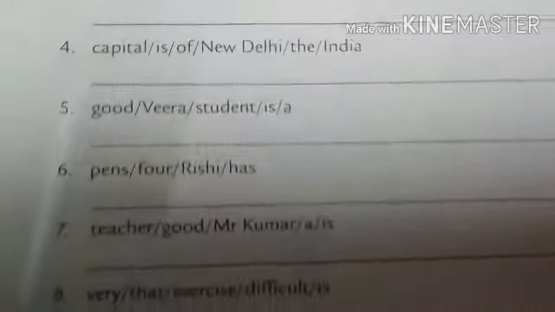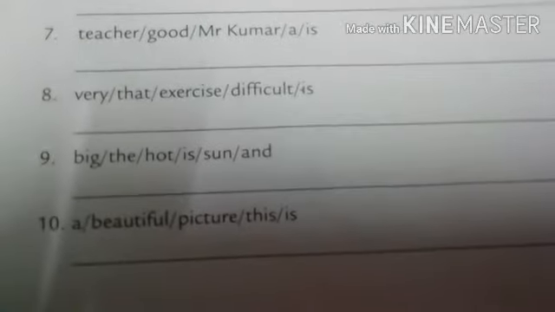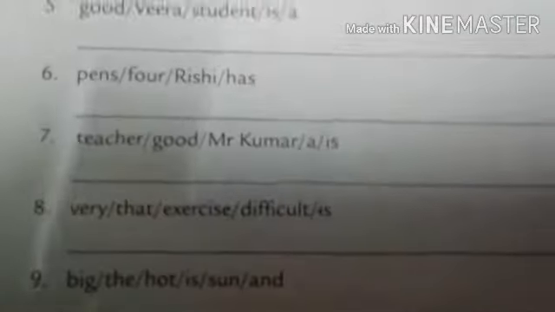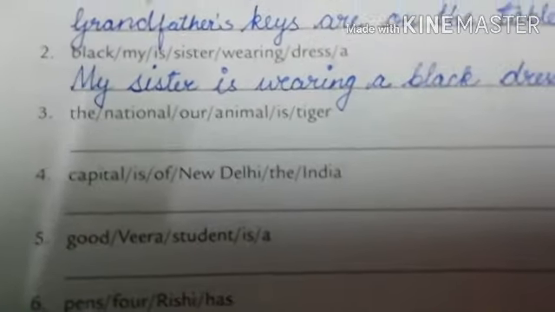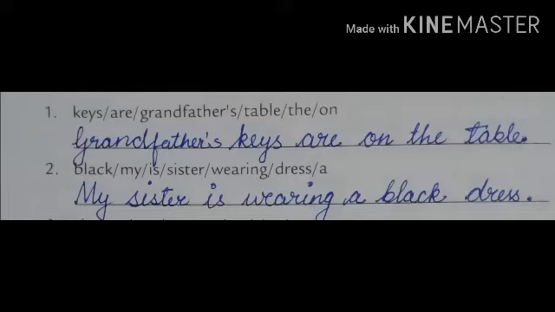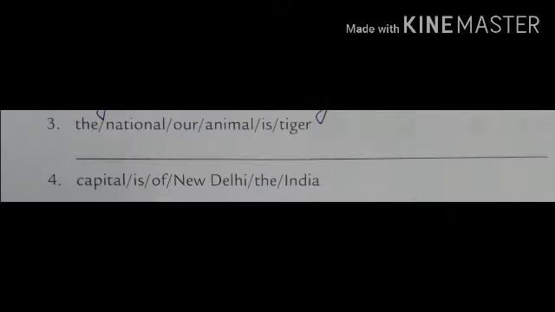Now the rest of the exercises you will do yourself. This is your today's work. Thank you. Children, do these exercises in your notebook as it is.